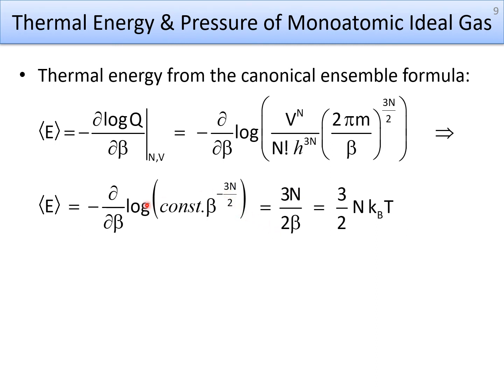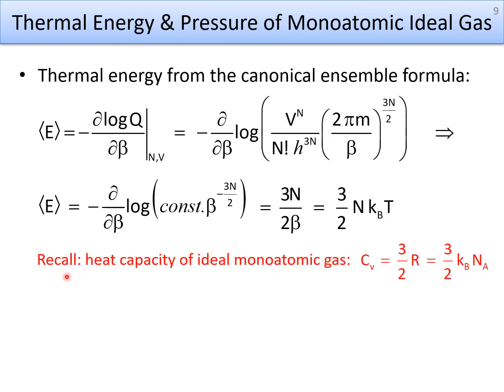And then for the logarithm of this, by the properties of the logarithm, this power will multiply the logarithm. So that's why you get this part here. The minus with the minus go away. So we have 3N over 2. And what is the derivative of the logarithm of beta? It's 1 over beta. And that's why we have this thing here. Finally, I do the substitution. Beta is 1 over kT. So I get the thermal energy being equal to 3 over 2 times N times kBT. So again, this is in the canonical ensemble for N particles in my box of volume V at temperature T.